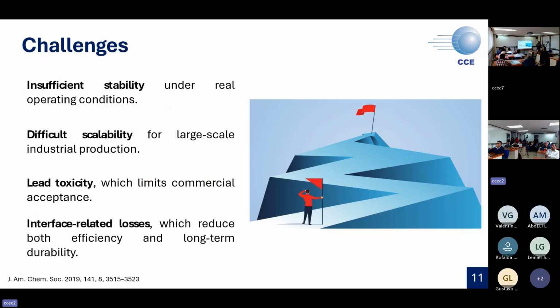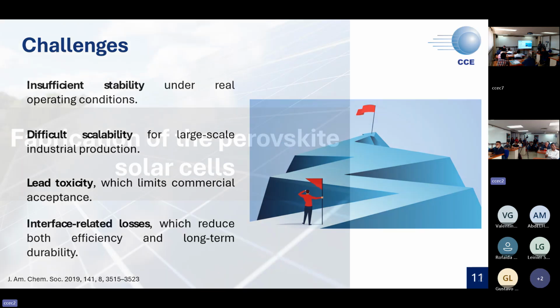And of course, perovskite technology has different challenges to find solutions. In particular, we find insufficient stability under real operating conditions, and difficult scalability for large-scale industrial production. Of course, the use of lead and its toxicity limits commercial acceptance, and it is possible to find interface-related losses, which reduce both efficiency and long-term durability.